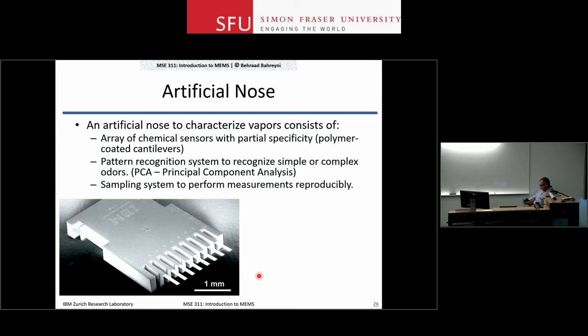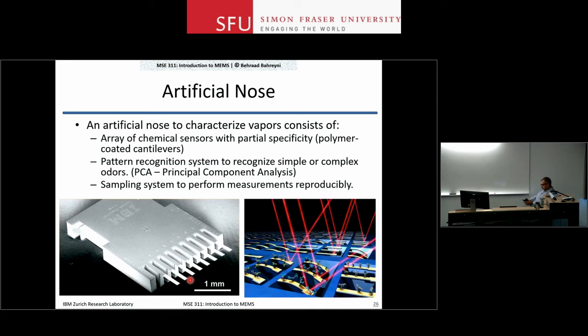And this is one example from IBM, where they put a bunch of cantilevers here, put a sensitive layer on each one that was targeting a different gas, and using one of those techniques that we mentioned before, through a dynamic measurement or a static measurement, you can figure out the gas concentrations in the environment. So they used, let's say, laser beams in order to figure out how much this cantilever bent, and then how much this one bent, and how much this one bent. And that gave them an estimate of the concentration of different gases in the environment.